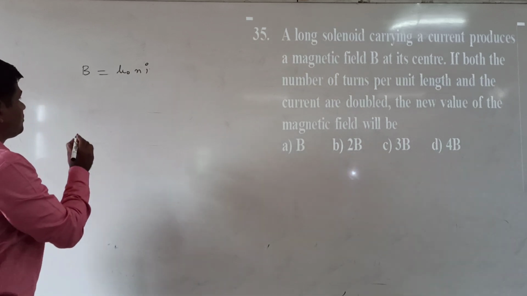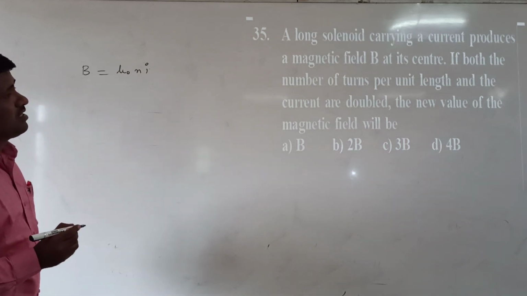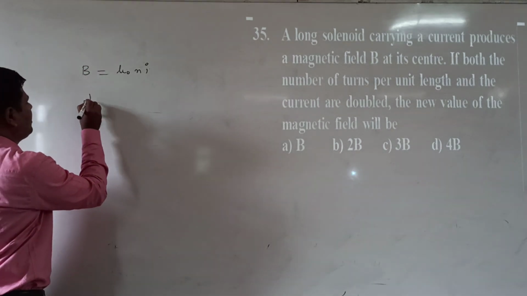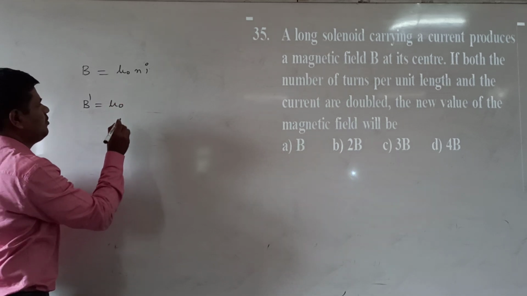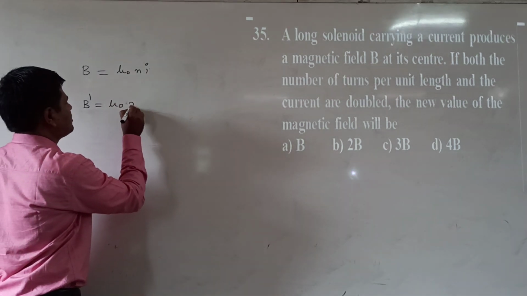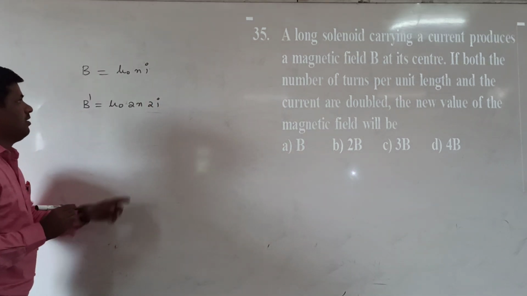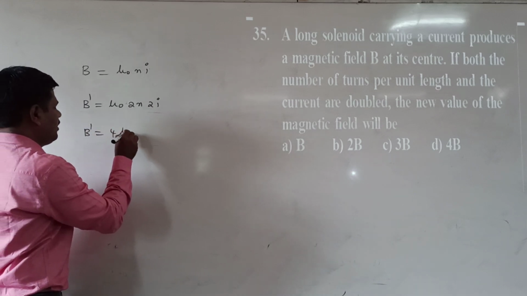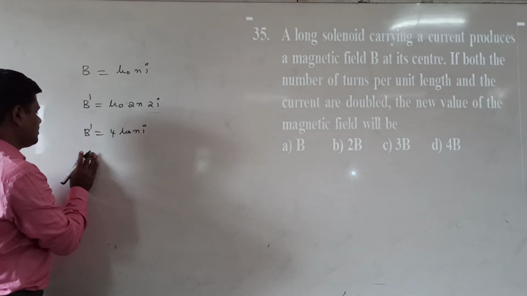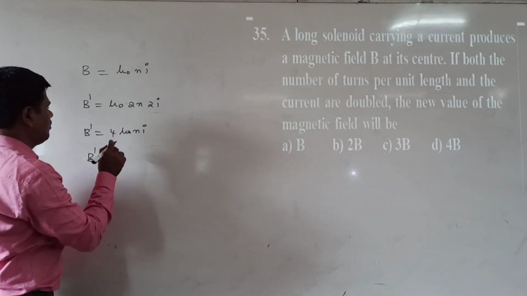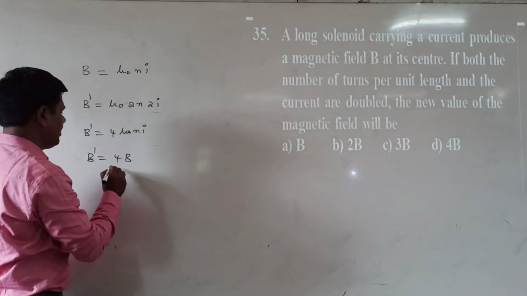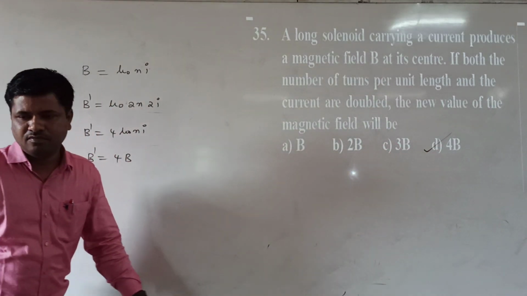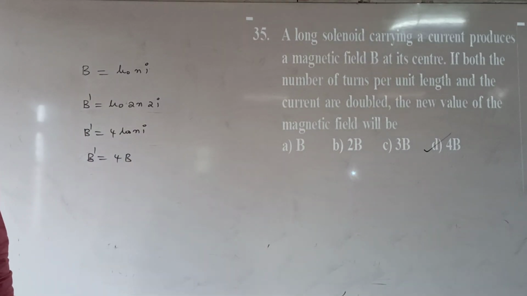Now here, when the number of turns per unit length N is doubled, I value is also doubled. What is the magnetic field? Now the new magnetic field I have taken as B dash, which is equal to mu naught times 2N and 2I, since the number of turns per unit length is doubled and current is also doubled. Now B dash is equal to 4 into mu naught N I, which is 4 times B. Which option is correct here? D option is correct. Next we go to question number 36.